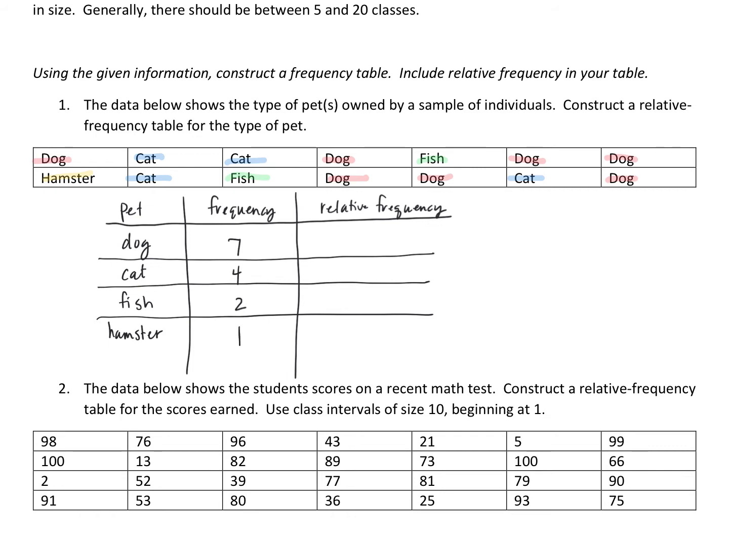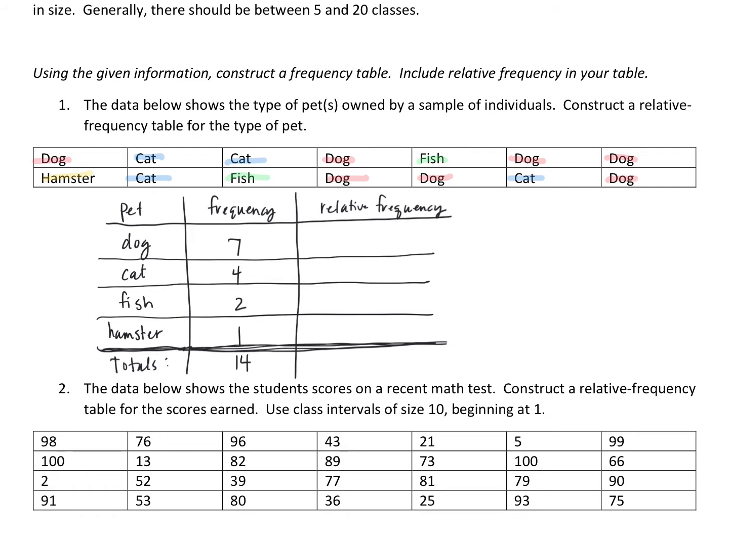If you want, you can add up the totals. 7 plus 4 is 11. Plus 2 is 13, plus 1 is 14. So the total here is 14. You're going to need that total in order to find the relative frequency.